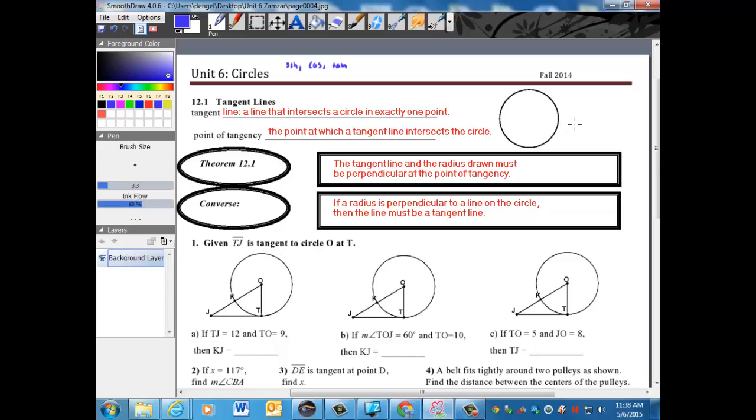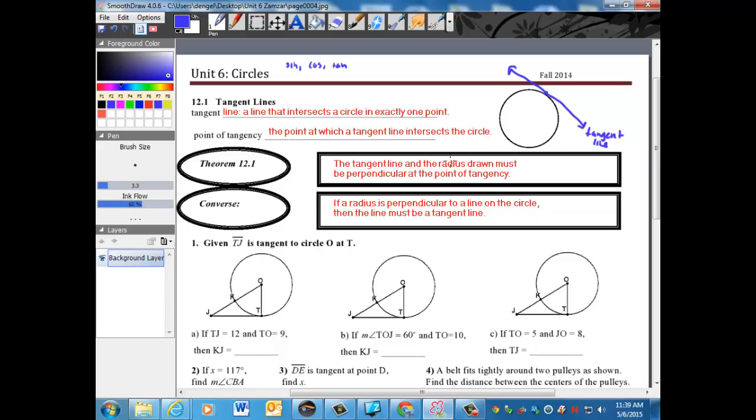We have a line that's in space that's going to be drawn, and this line is going to come and touch and intersect the circle in one point on the outside and then keep going on forever. Okay, and when a line only hits a circle in one point on the outside, that's called a tangent line. So we can say that this line that's drawn is a tangent line to the circle.